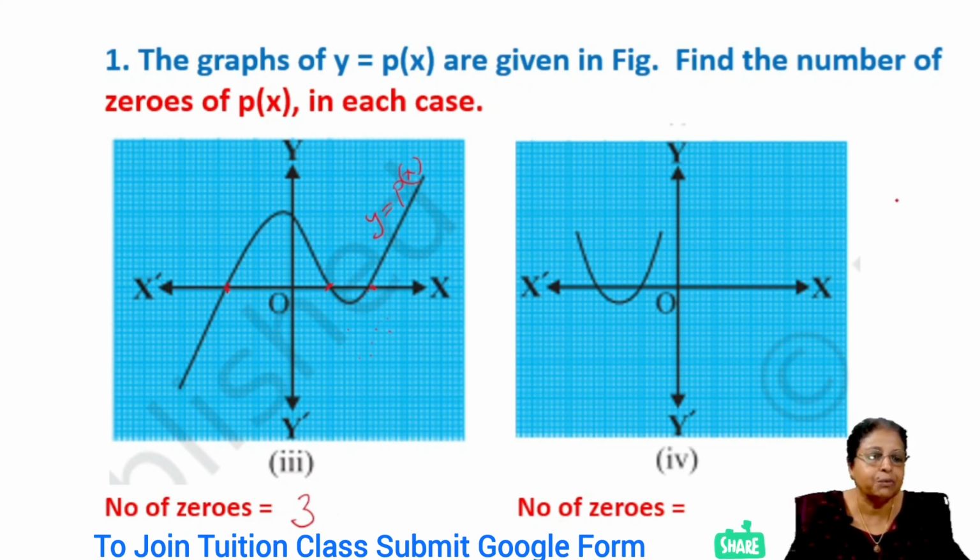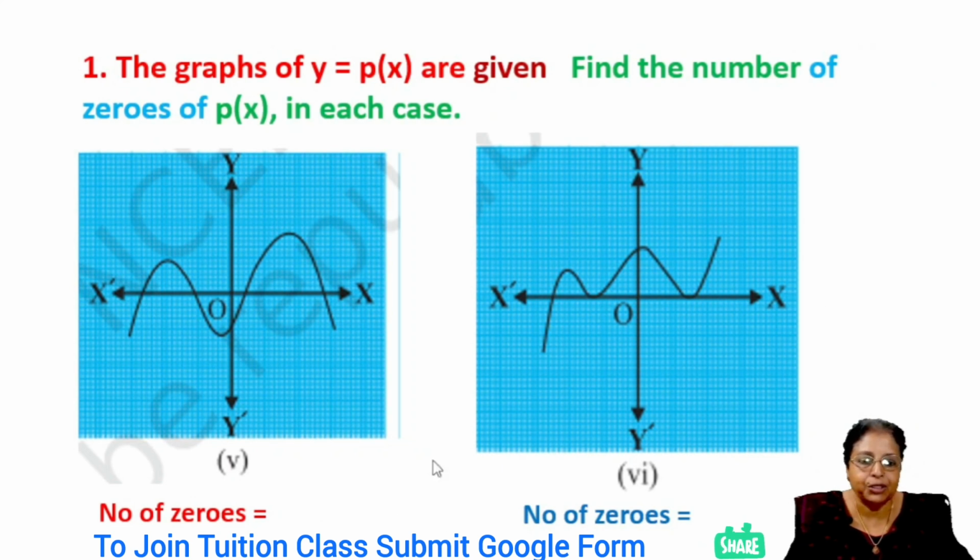Okay. Come to the next question. See here, this is the graph of y equal to p of x. Then we want to find the number of zeros. That means we want to find the intersecting points. See, this is one intersecting point. This is another one. So total 2 points are there. That means 2 zeros are there. Okay. So the number of zeros is 2. Got it? Okay. Come to the next one.